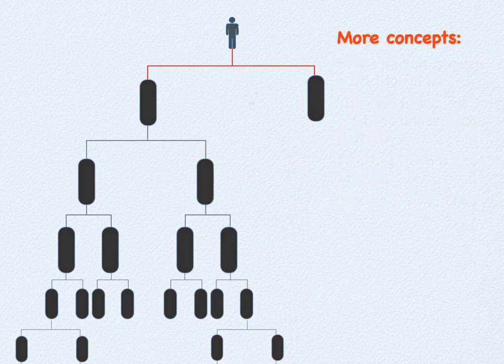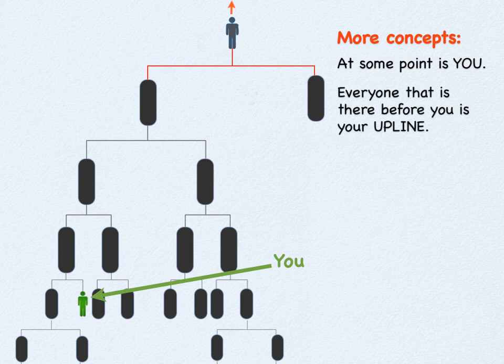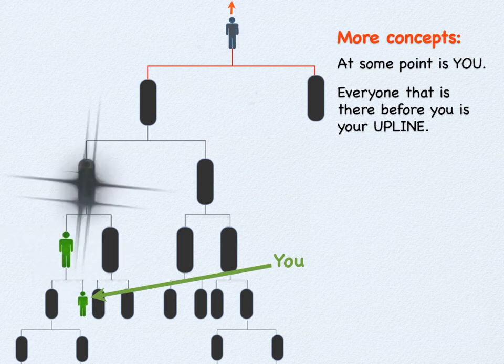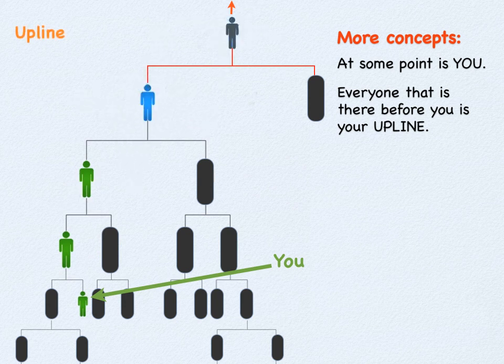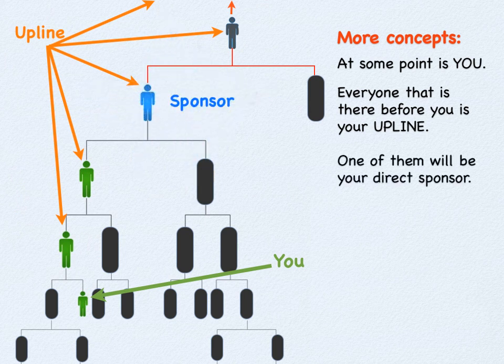A few more concepts. At some point in this giant grid is you. And everyone that is there before you that has a connection to you is your upline. Everyone above is upline. It could be 3 people, it could be 300 people. It doesn't make any difference. Every single one of those positions would be considered your upline.